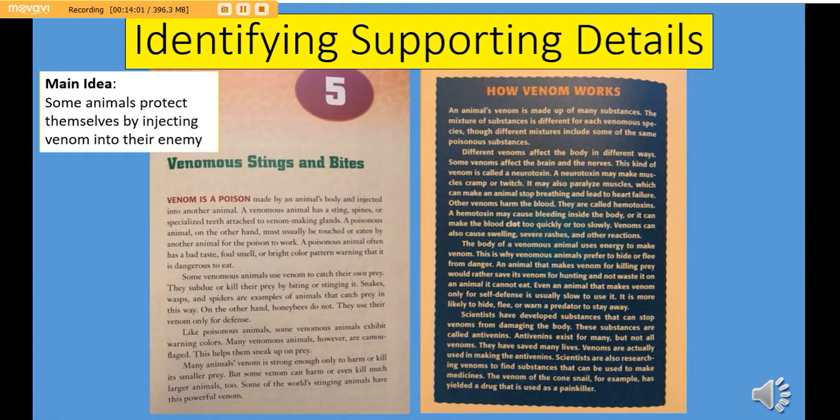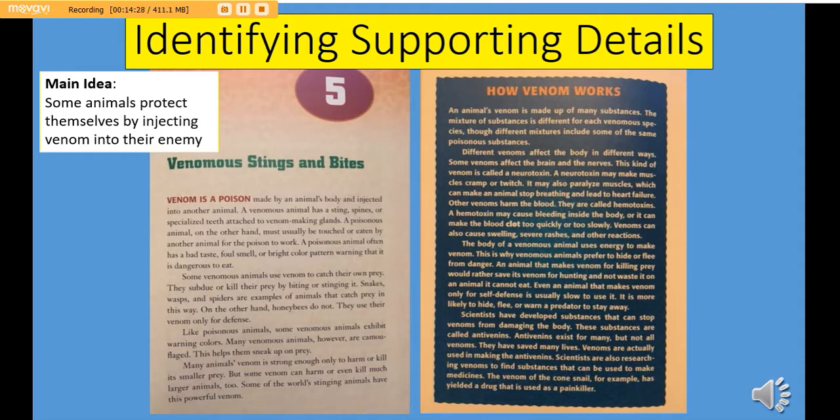A poisonous animal often has a bad taste, foul smell, or bright color pattern warning that it is dangerous to eat. Some venomous animals use venom to catch their own prey. They subdue or kill their prey by biting or stinging it. Snakes, wasps, and spiders are examples of animals that catch prey in this way. On the other hand, honeybees do not. They use their venom only for defense.